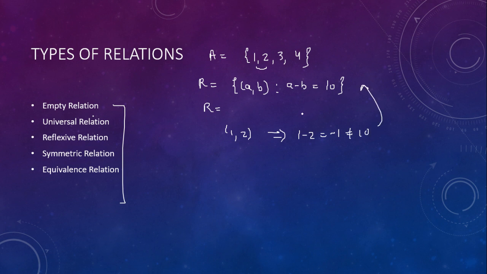So it is not satisfying this relation, right? The condition of this relation. So if it is not satisfying, that means it is an empty relation. There is no ordered pair. Similarly, if you have universal relation, as the name suggests, each and every element and the relation between the elements will come under this category.